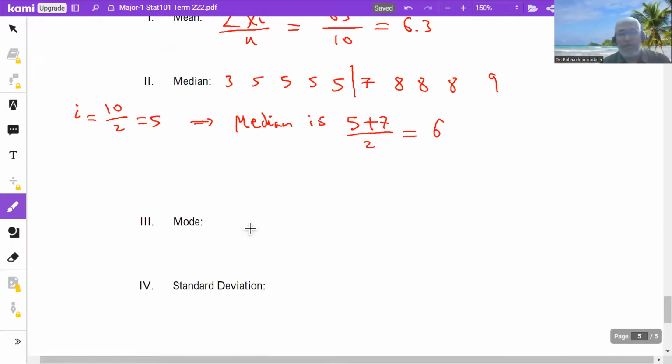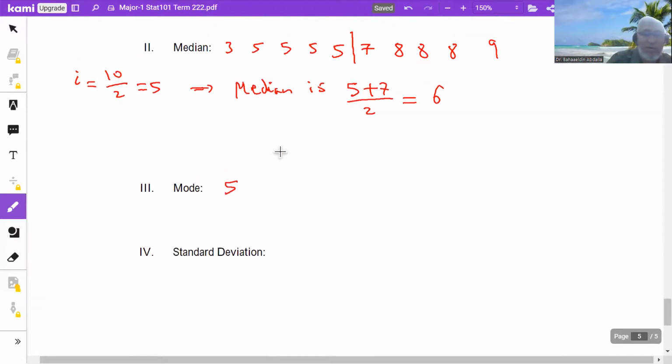The mode is the most frequent data. You can see that 5 is 4 times. So we have the mode is 5.